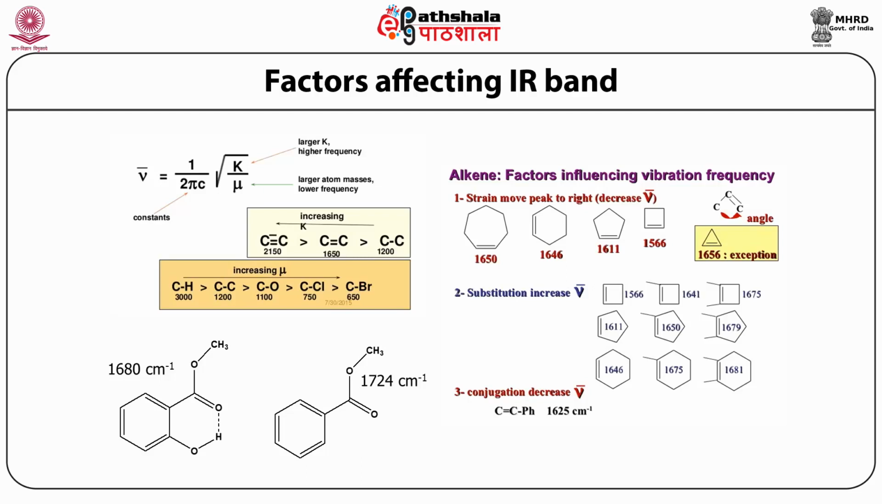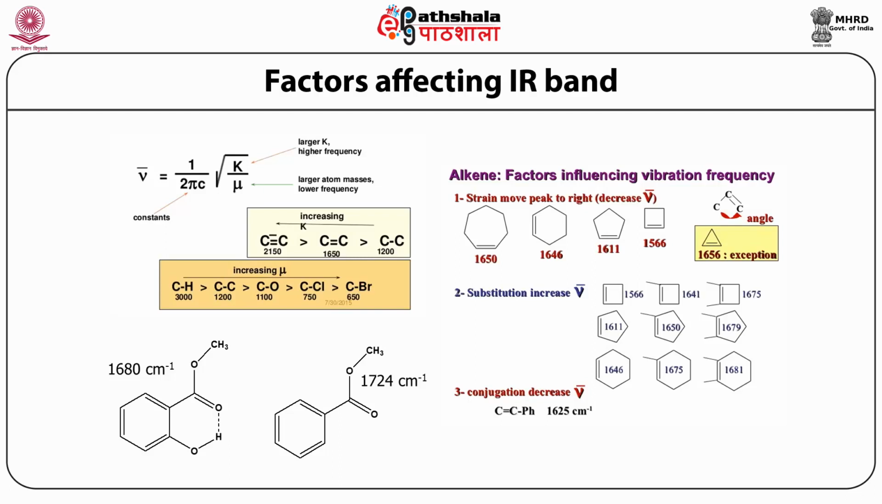For example, here you can see that hydrogen bonding decreases the frequency. As you can see here, if a hydrogen bond is available, it has 1680 per centimeter, but if there is no hydrogen bond, its frequency increases.